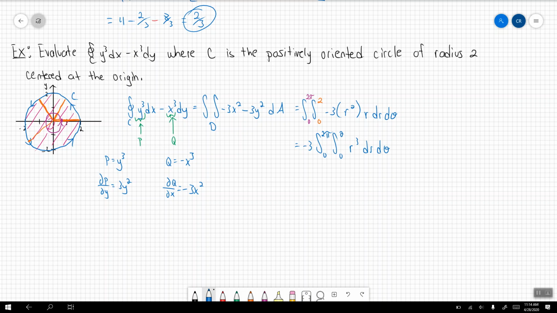So go through and evaluate this particular integral, and it should be quite nice. Take some time, put pause on the video, and evaluate it.